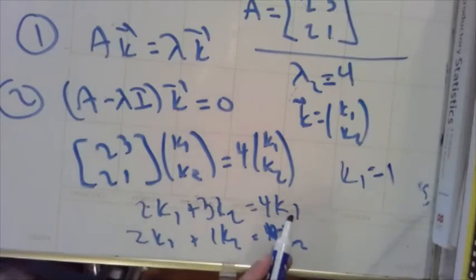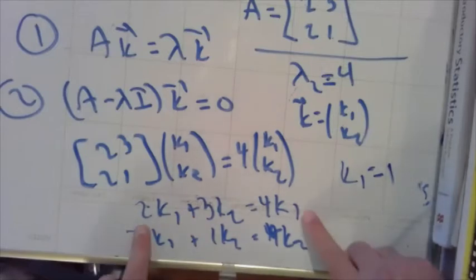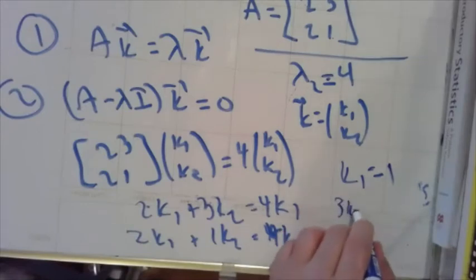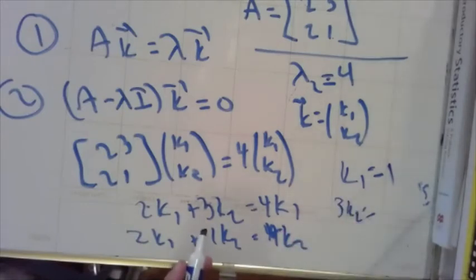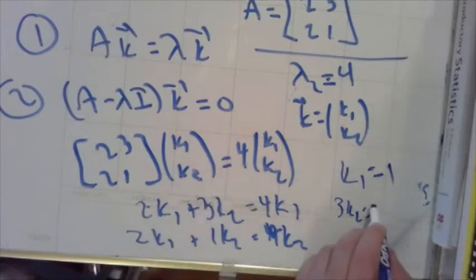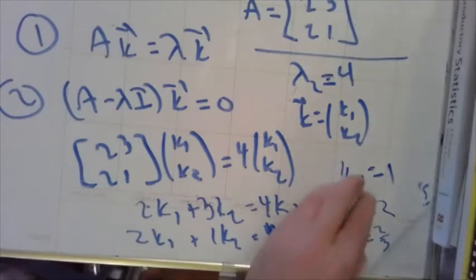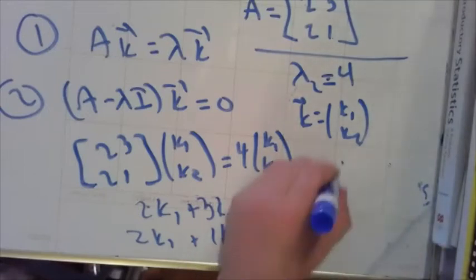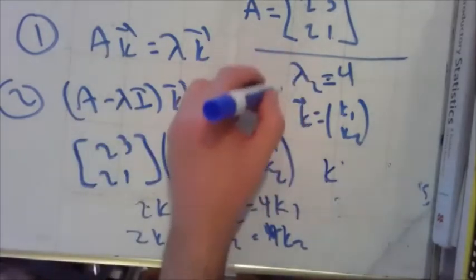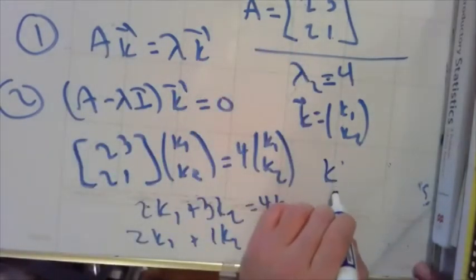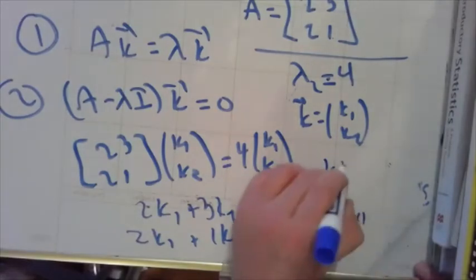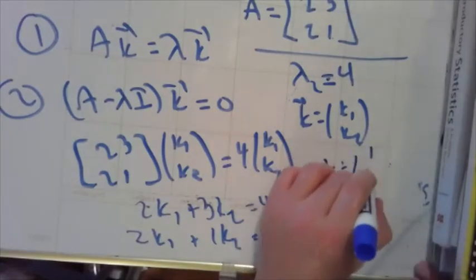So if I pick K1 to be 1, so that would be 4 minus 2, I would get 3K2 would be 2. So K2 would be 2/3. So that would be a perfectly fine solution. I could say this solution that goes with lambda equals 4, so K for lambda equals 4 would be, what did I say, 1, 2/3.